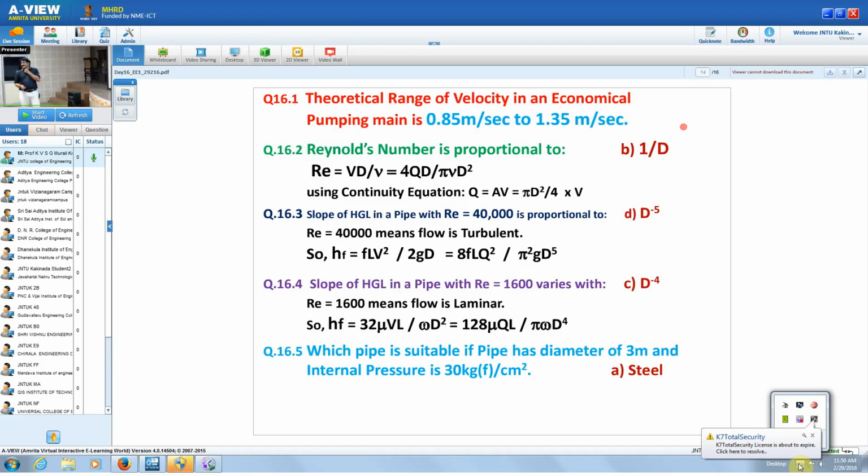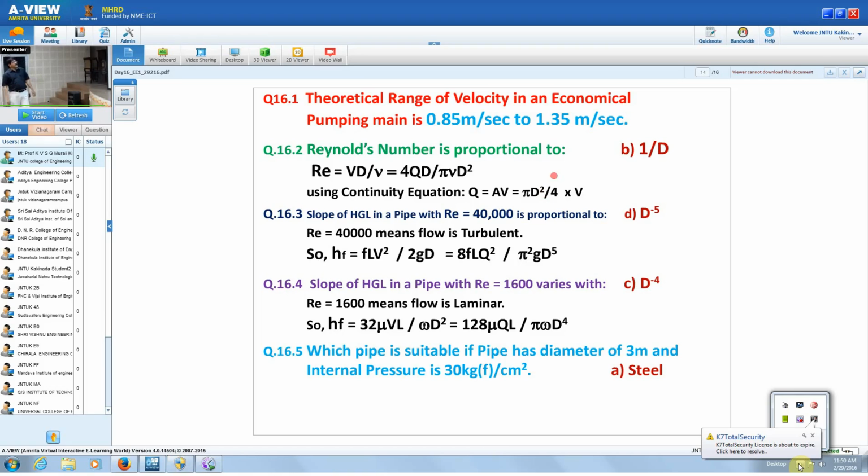What is the temperature at which ice is melted? Water becomes solid ice. What is the temperature? Roughly, just to remember it, around 0 degrees centigrade. What is the velocity maintained in pipelines? 1. Okay, so this is the first question.